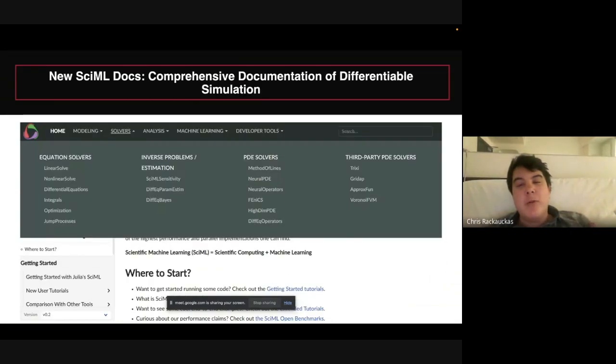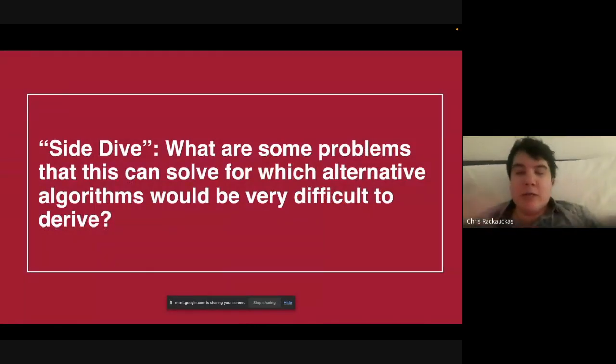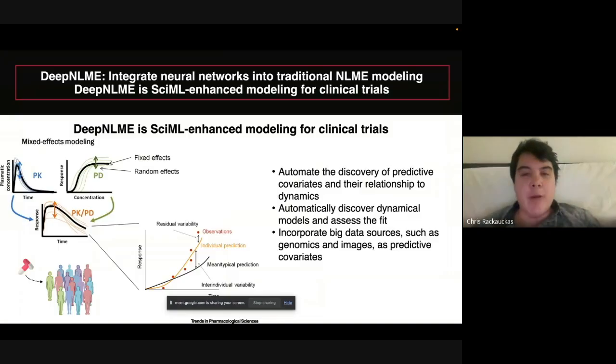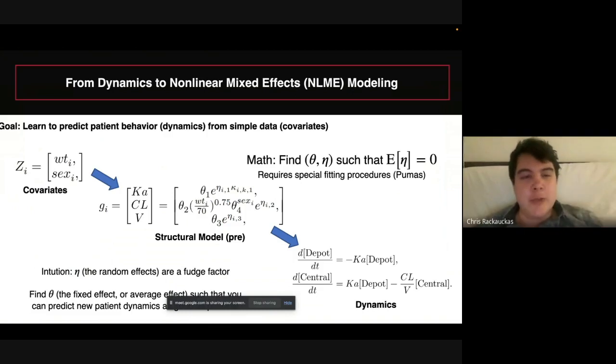So what I want to do here is dive into one of our real use cases where we've been extending this idea, where there's not even really a clear alternative method, right? And this use case is with nonlinear mixed effects, or deep NLME. Nonlinear mixed effects modeling is something that's used in clinical pharmacology. It's used to understand how different individuals will react to a drug within a clinical trial. And I think the best way to understand a nonlinear mixed effects model is to see a simple one, kind of an introduction by example.